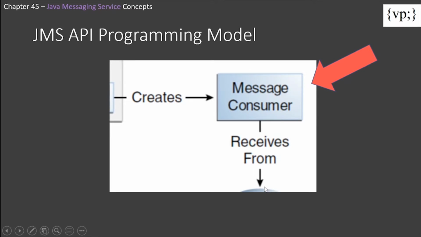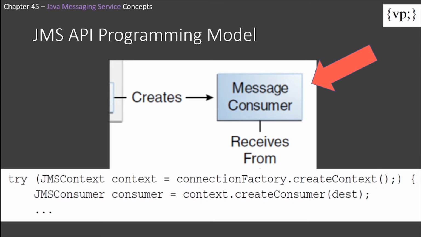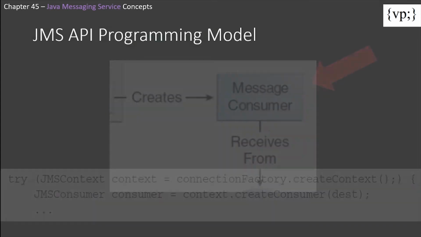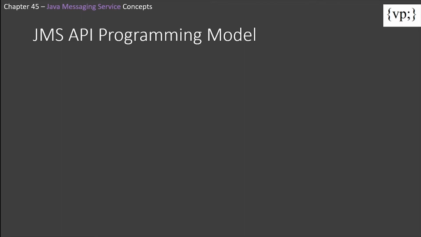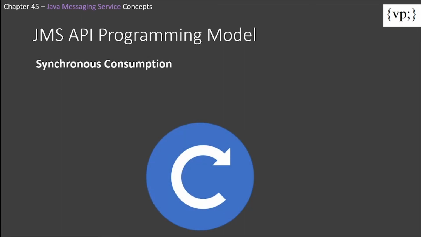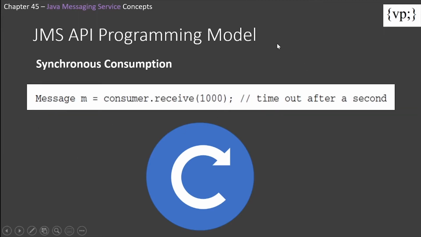Next, let's take a look into our JMS message consumers. These are objects created by a JMS context or session that receives messages from a destination. This is how you would go about creating it. So when a consumer is created, you can either consume a message synchronously or asynchronously. For synchronous consumption, you would go ahead and put in this code over here. This times out in 1 second.